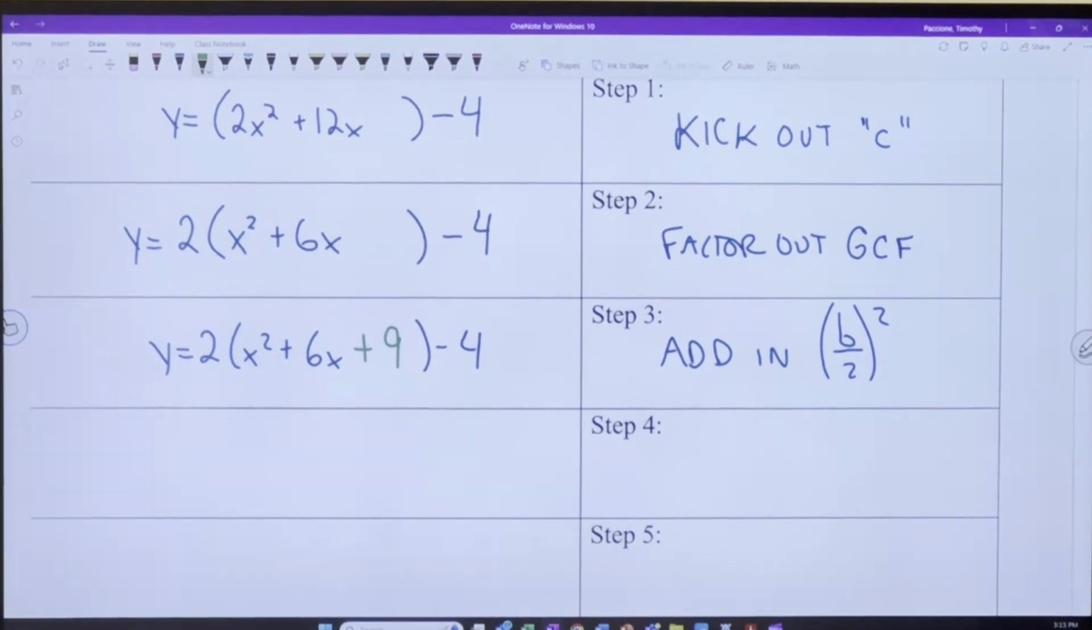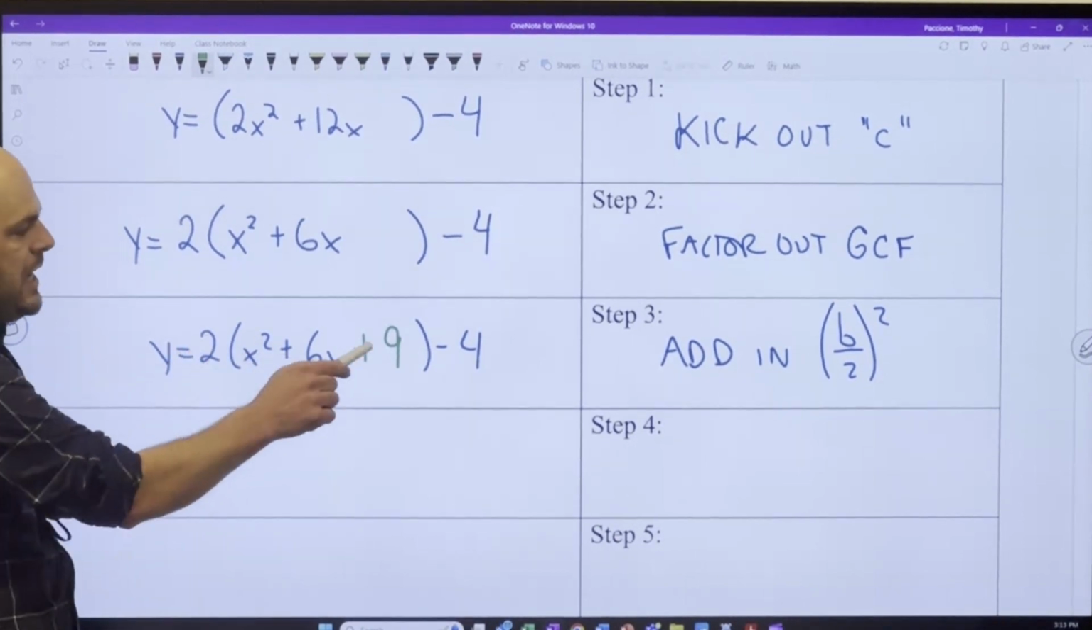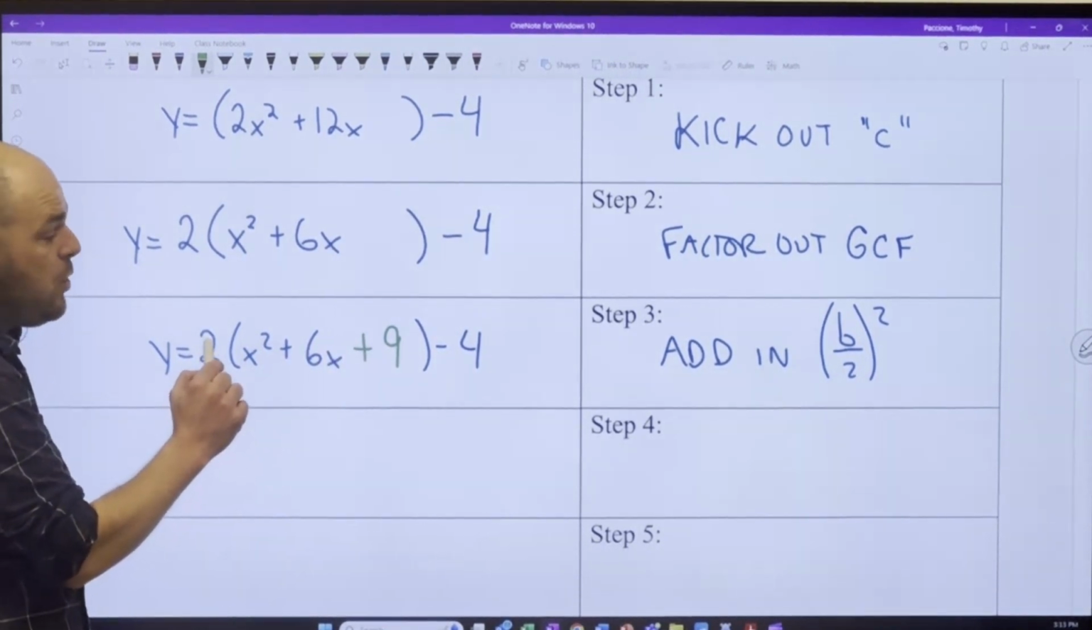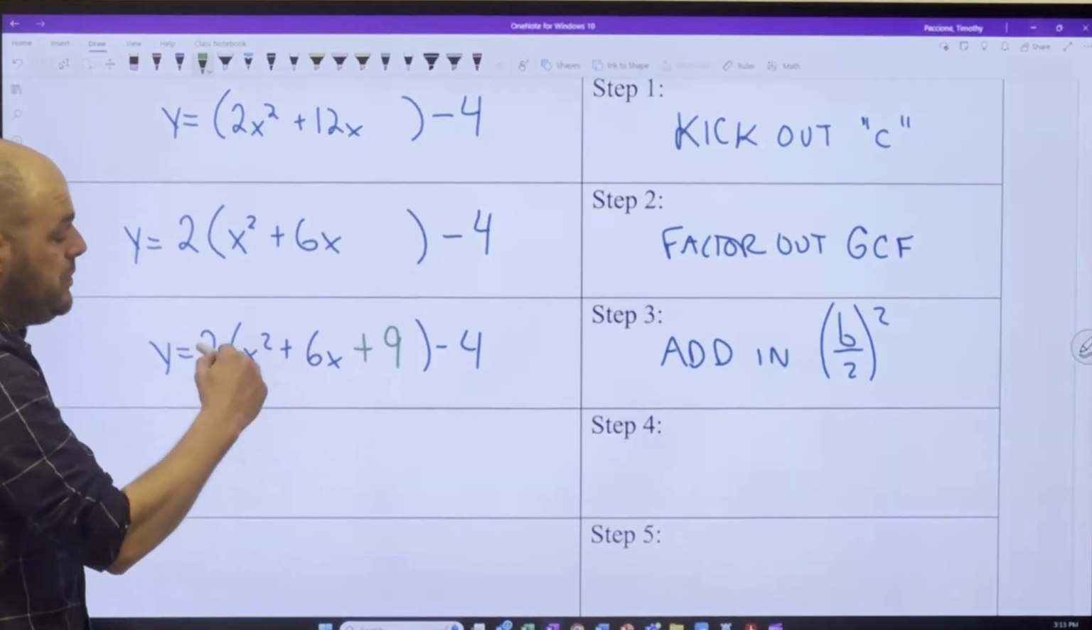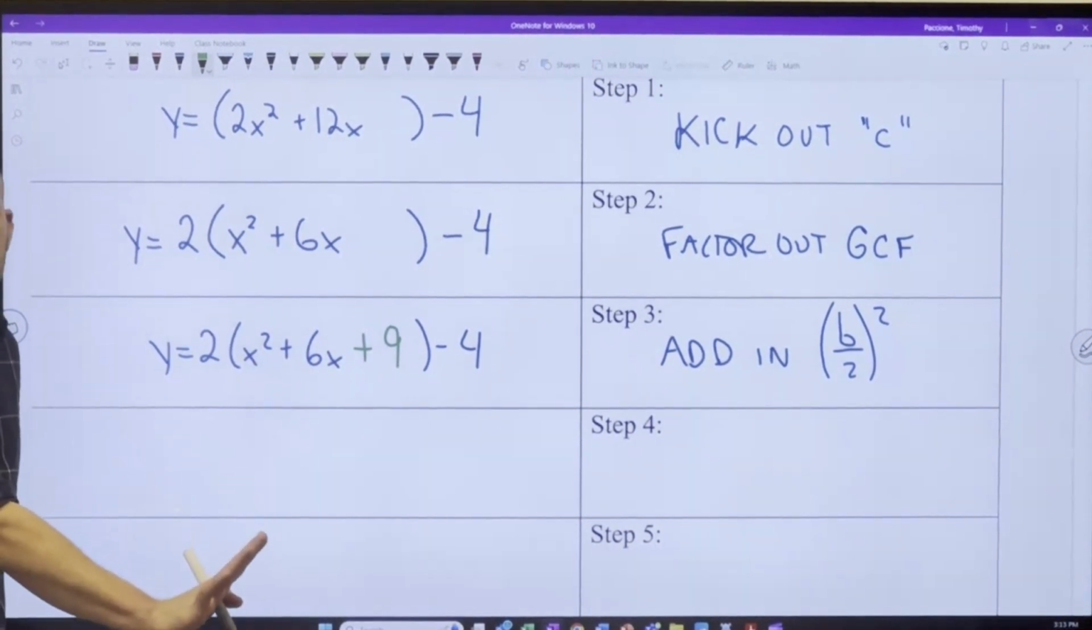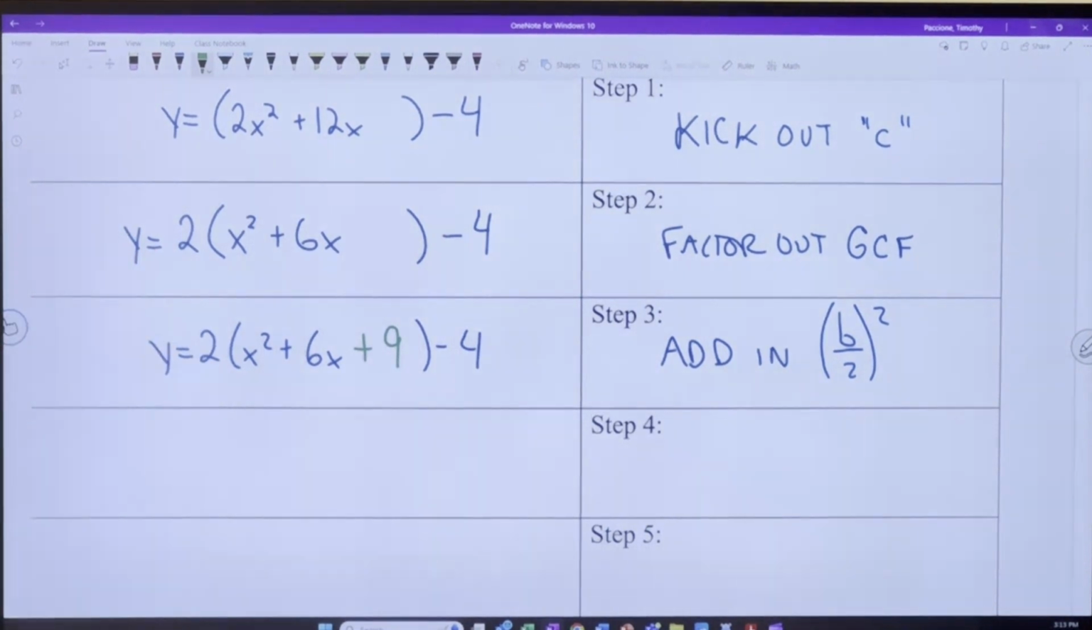I just added 9 into this equation. But how much value did I add to this equation? 9, 18. Oh, yeah. The 2 outside. It's 2 times 9. I put a 9 in here, but there was a 2 on the outside. So really what I added here was 18. 2 times 9 is 18, right? So the value that I added here was 18.